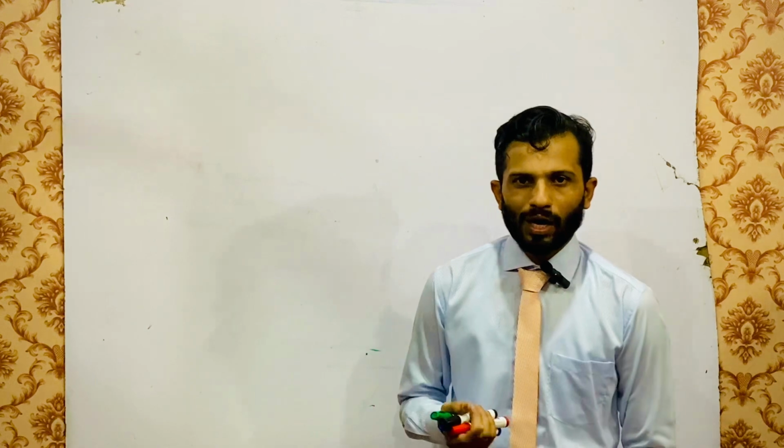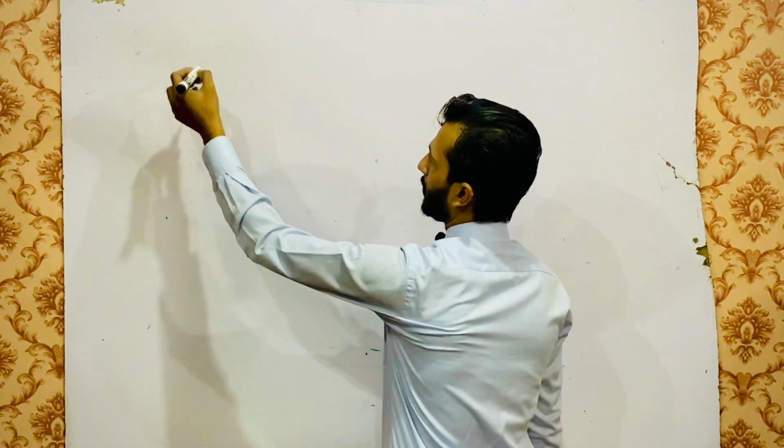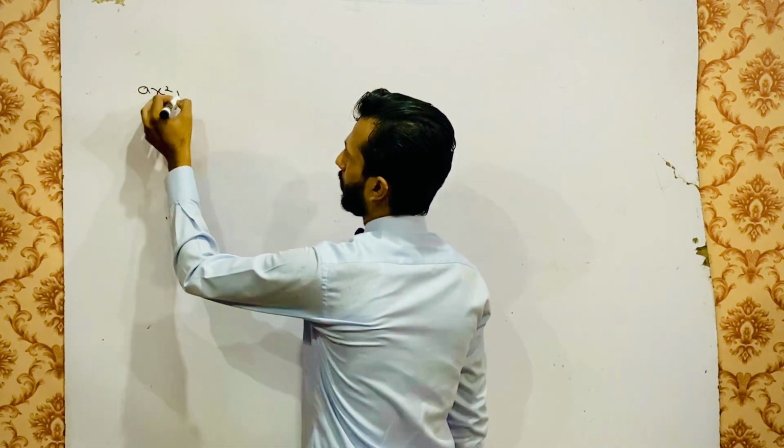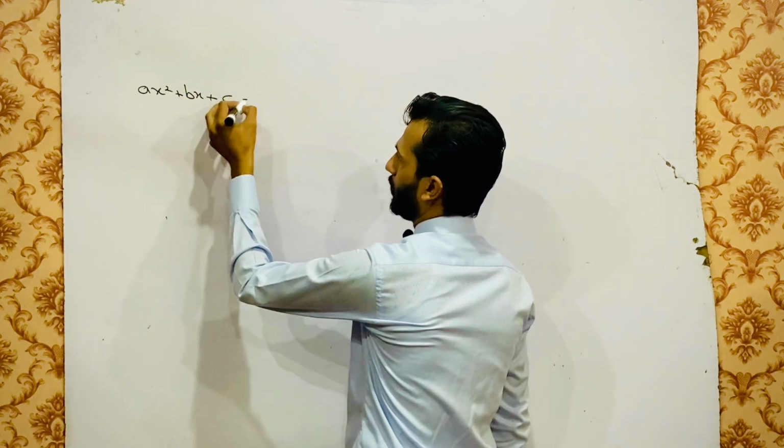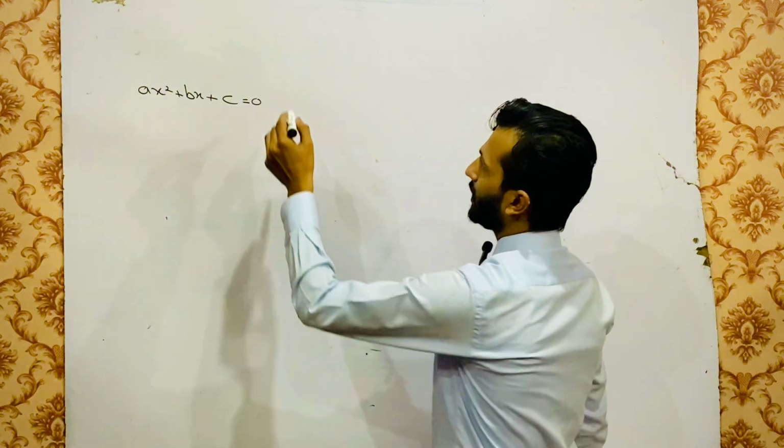Okay, students, do you know quadratic equation? Do you have any concept of quadratic equation? Okay, let me tell you. A quadratic equation is a polynomial equation of degree 2, which means the highest power of the variable is 2. The standard form of a quadratic equation is ax square plus bx plus c is equal to 0. Today my topic is quadratic equation.